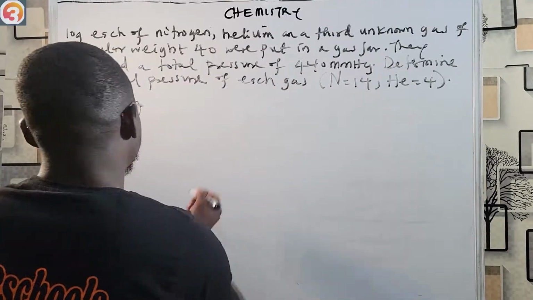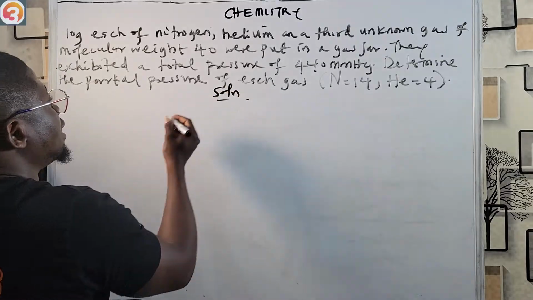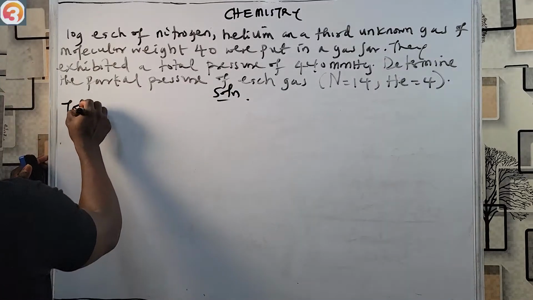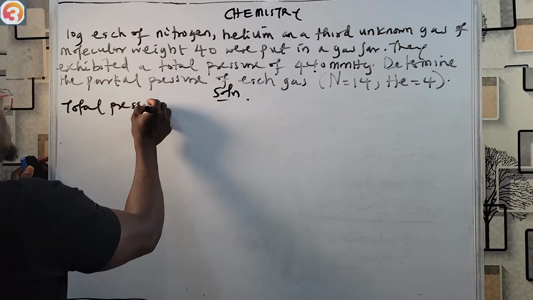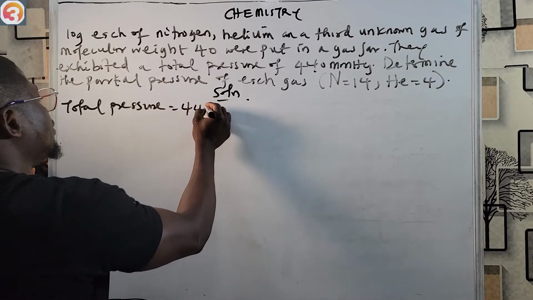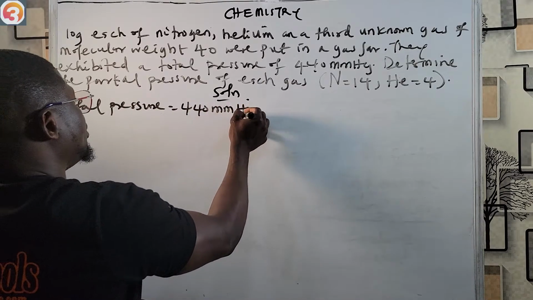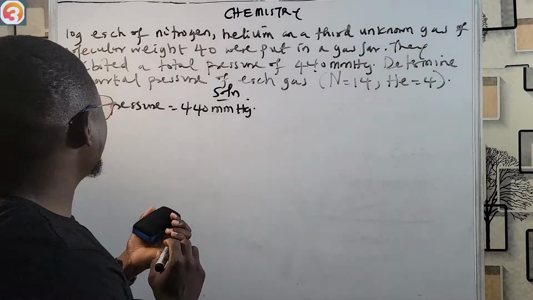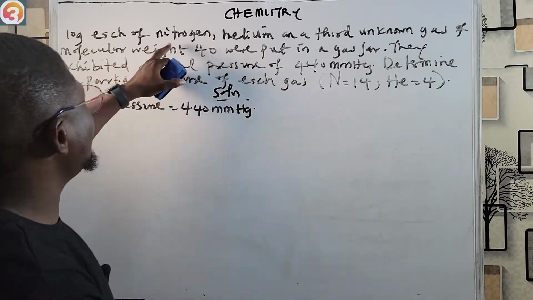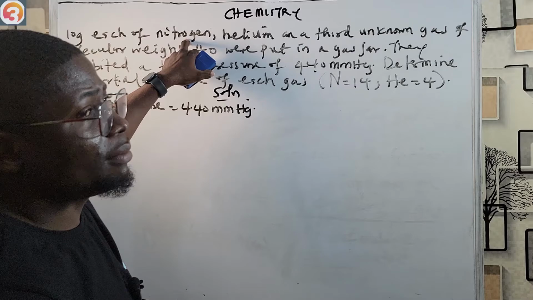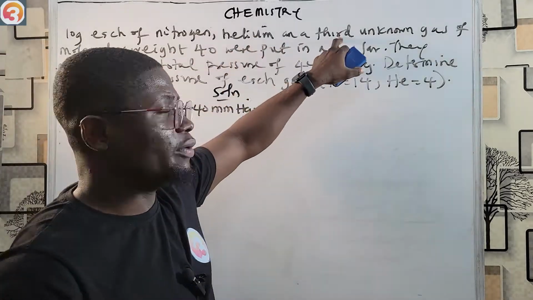All right, so let's head on to it. We know that the total pressure is 440 millimeter mercury. That one is certain. And then we know the mass of each of the gases: 10 gram of nitrogen, 10 gram of helium, 10 gram of the unknown gas.